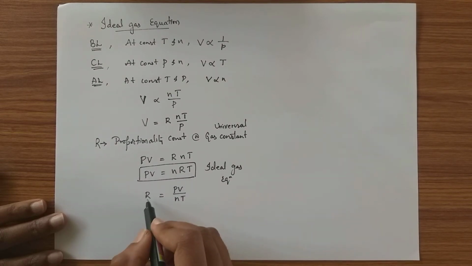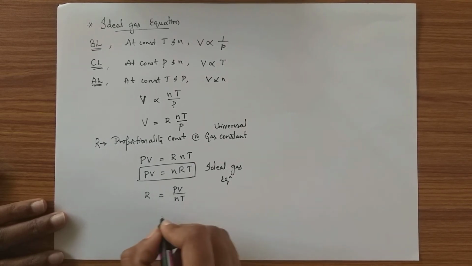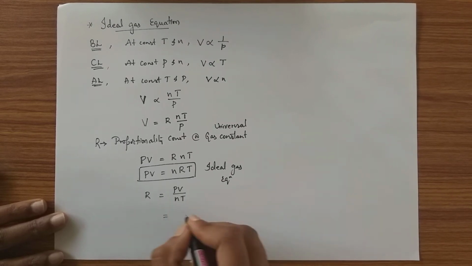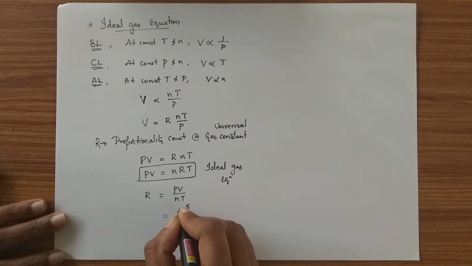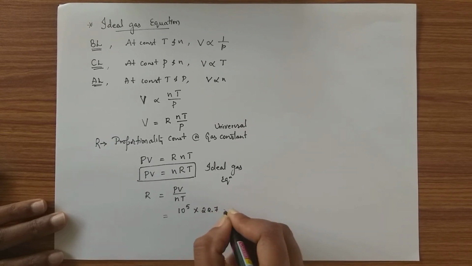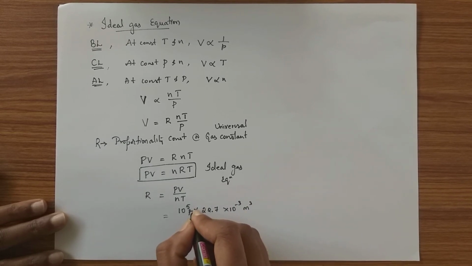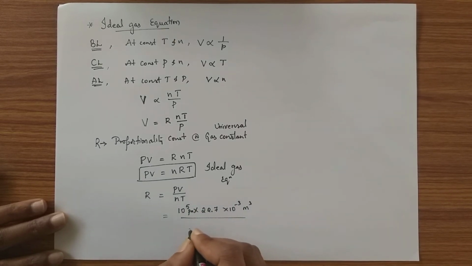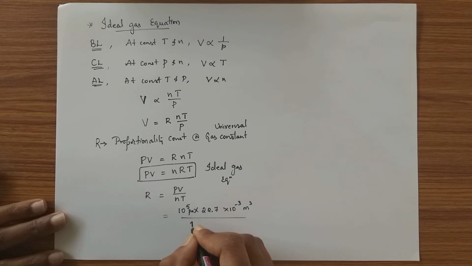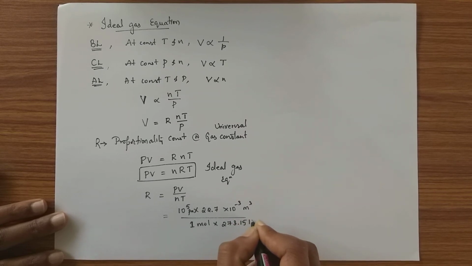Then we have to calculate the value of the constant, right? R is equal to PV by nT, we have written. So to calculate, we have the standard value of P, that is 10 to the power 5 Pascal. Then volume, that is 22.7 into 10 to the power minus 3 meter cube. Okay, now this is Pascal. Then number of moles, here 1 mole. Okay? When it is an ideal gas, we have 1 mole. Temperature, that is 273.15 Kelvin.